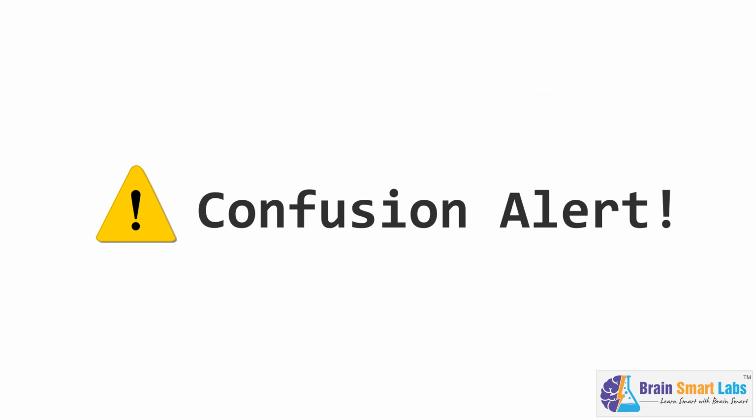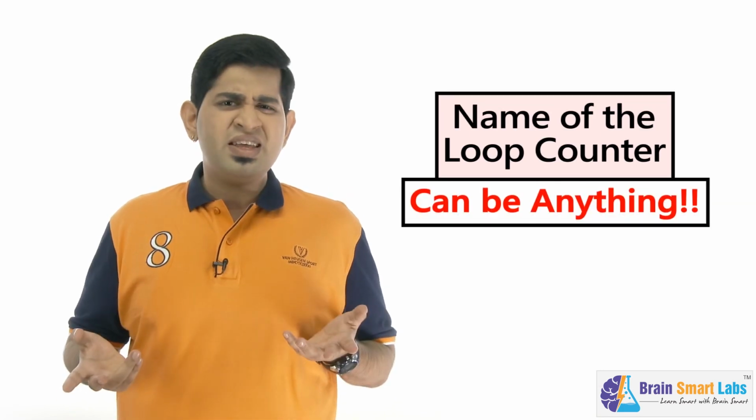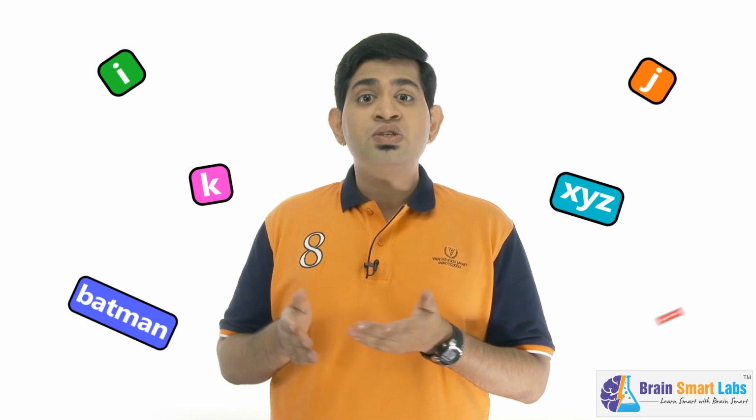Confusion alert. Many students, I repeat, many students even today think that they can write only I++ or I-- when they declare a for loop. I have also seen many Brahaspatis who think the name given to a loop counter can only be I and nothing else. For heaven's sake, if you have such thoughts, throw them in the dustbin, as loops in any language are very generic in nature. The name of the counter can be anything like I, J, K, XYZ, Batman, Superman.